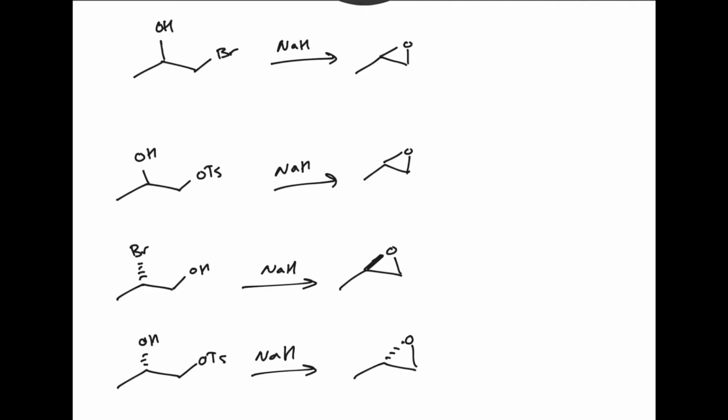And the very last thing we talked about was the number of steps it took to make an epoxide from a double bond. So if you do the halohydrin, where you have a double bond, you have to make your alcohol and your halide. Then you treat it with sodium hydride. That takes 2 steps, 2 steps from the double bond.